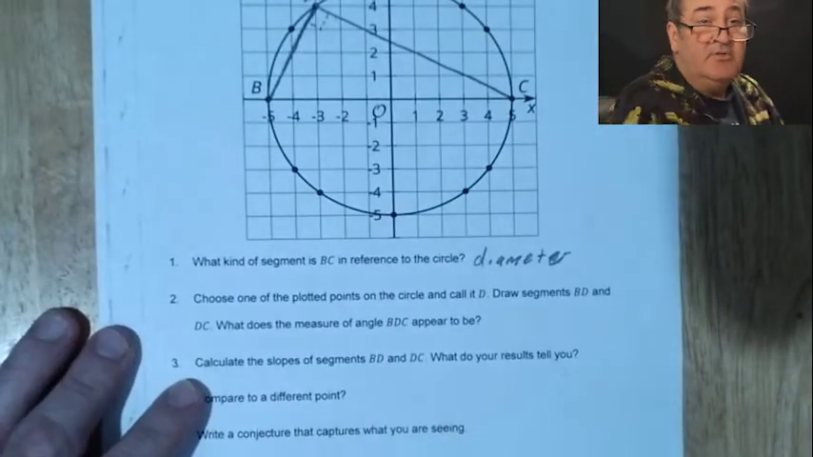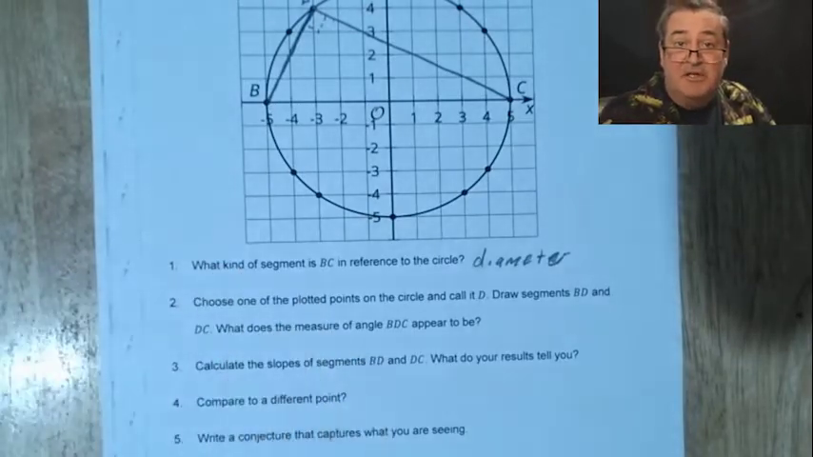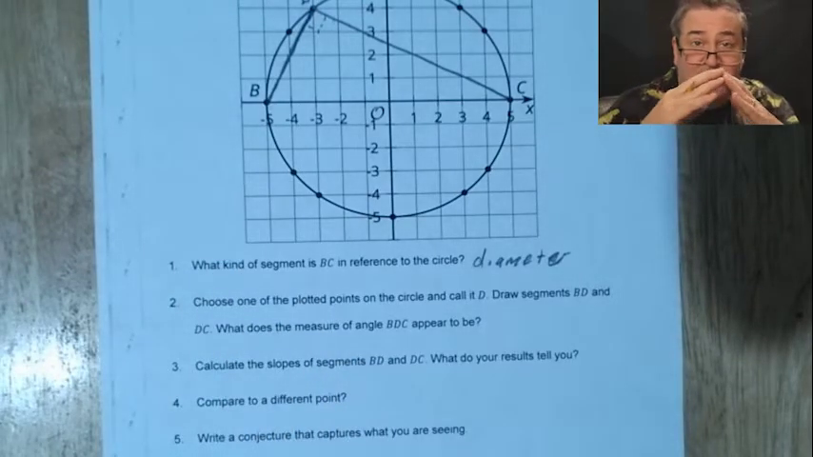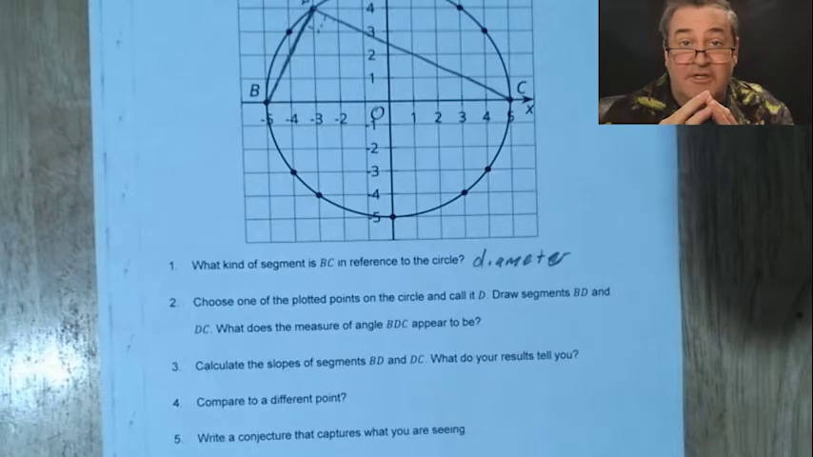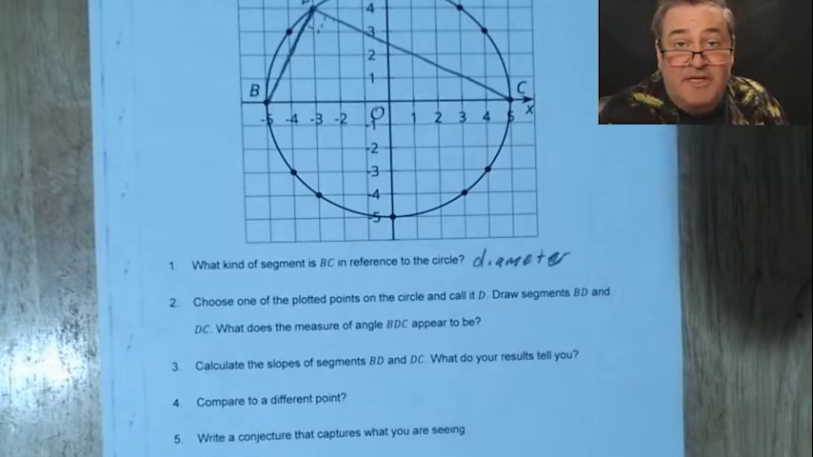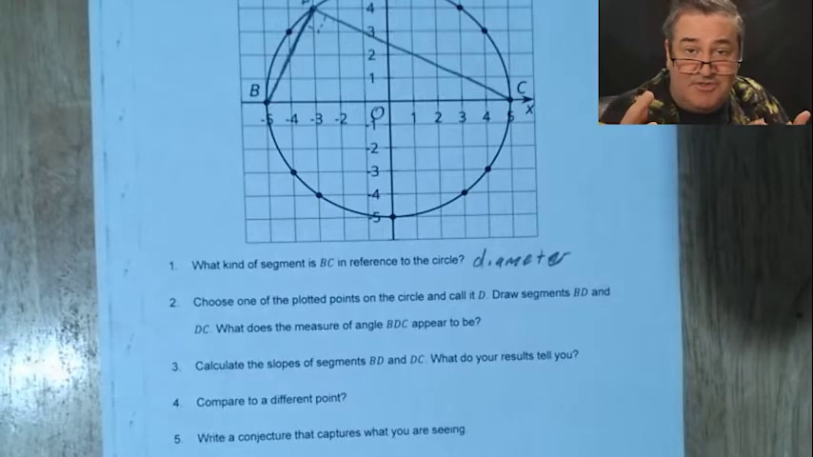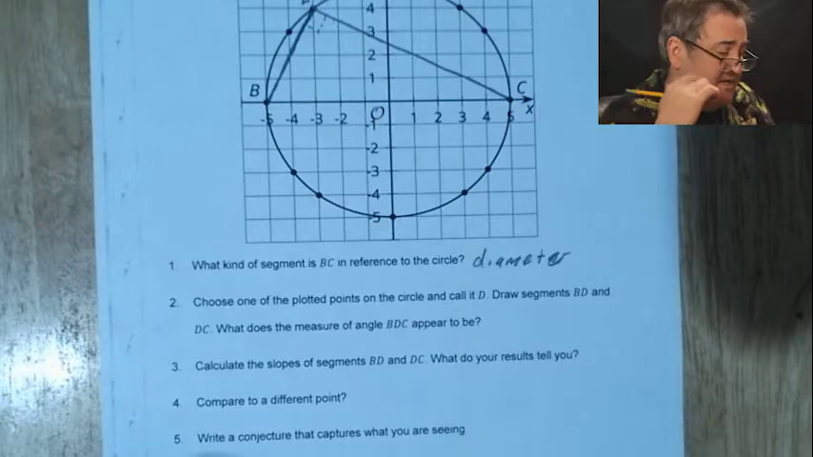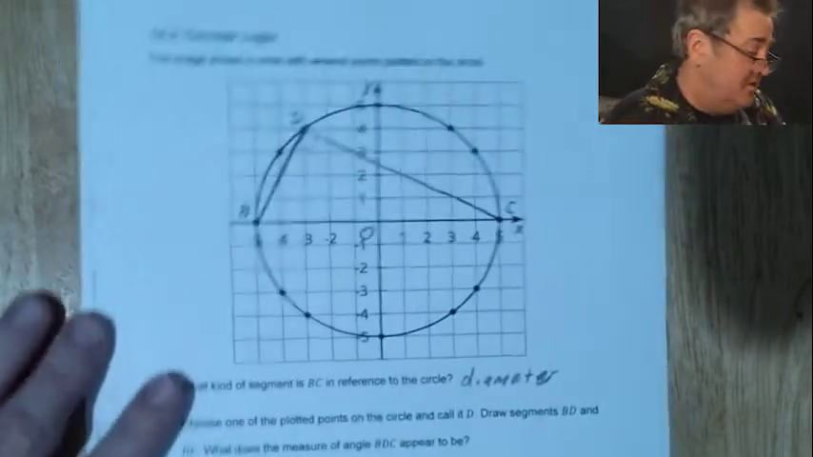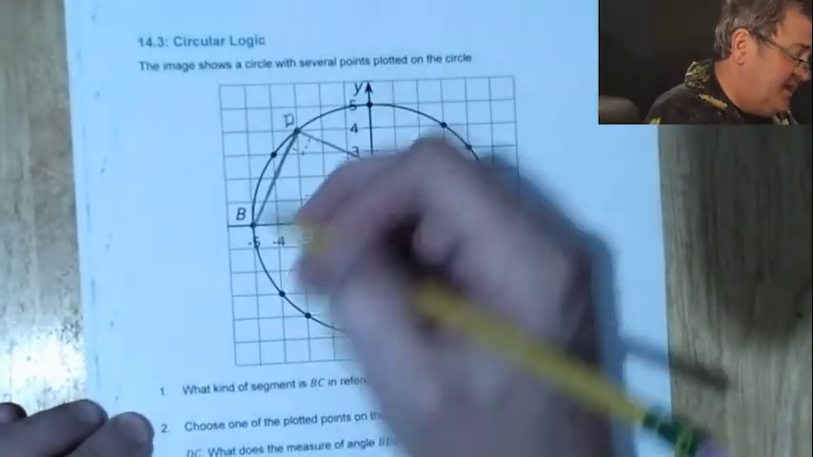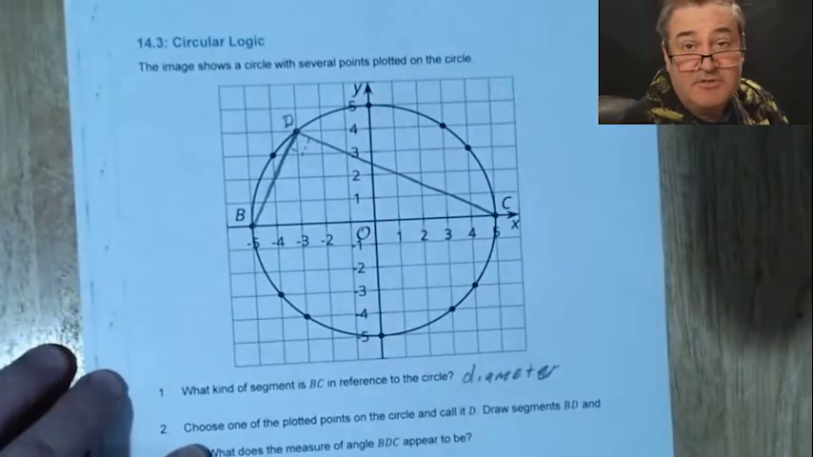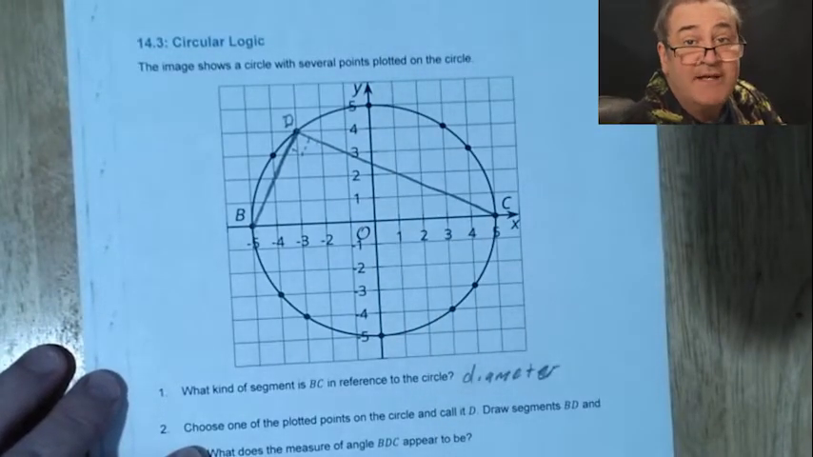Calculate the slopes. Okay, that'll tell us for sure if it's a 90-degree angle, right? Because if it's 90 degrees, it means those lines are perpendicular to one another, which means their slopes would be opposite reciprocals. One would be positive, one negative, and the fraction would be turned upside down. So let's calculate those slopes, and we'll learn a lot here. All right, so from B to D, we have a graph, so slope is easy. We just count the rise over the run, right?